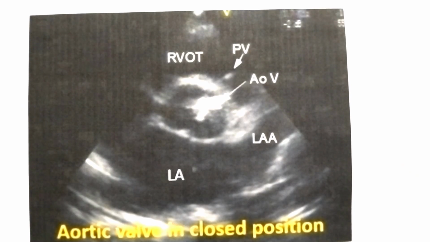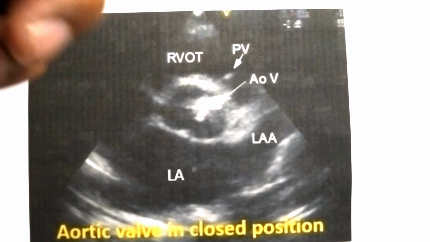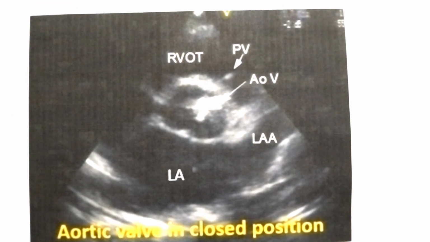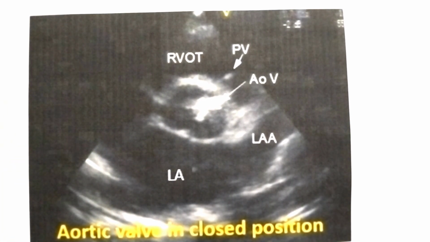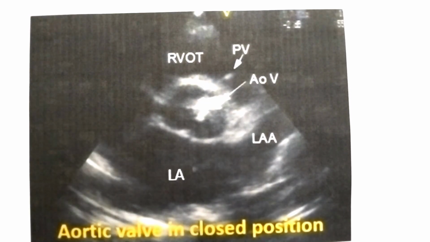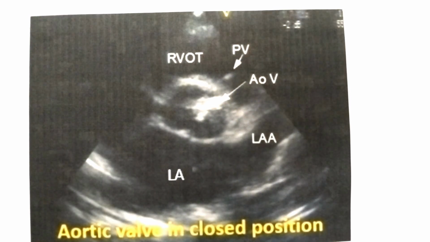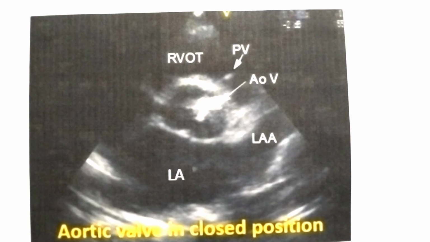We move on to the parasternal short axis view. The probe will be rotated in such a way that the base apex axis is cut perpendicularly. And there are three sections possible. This is aortic section. Beyond that you can have mitral valve section and still distally you can have the left ventricular section at the level of papillary muscles.